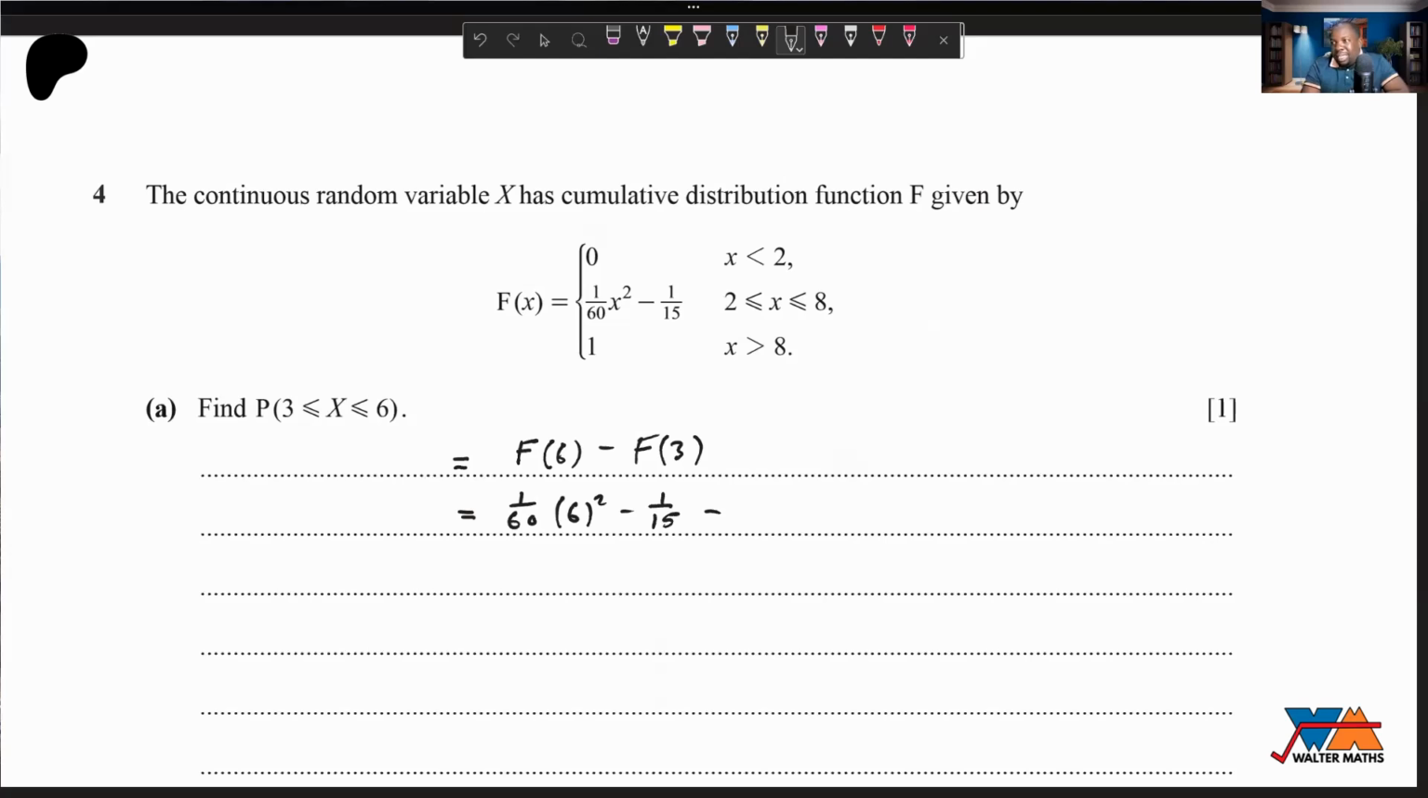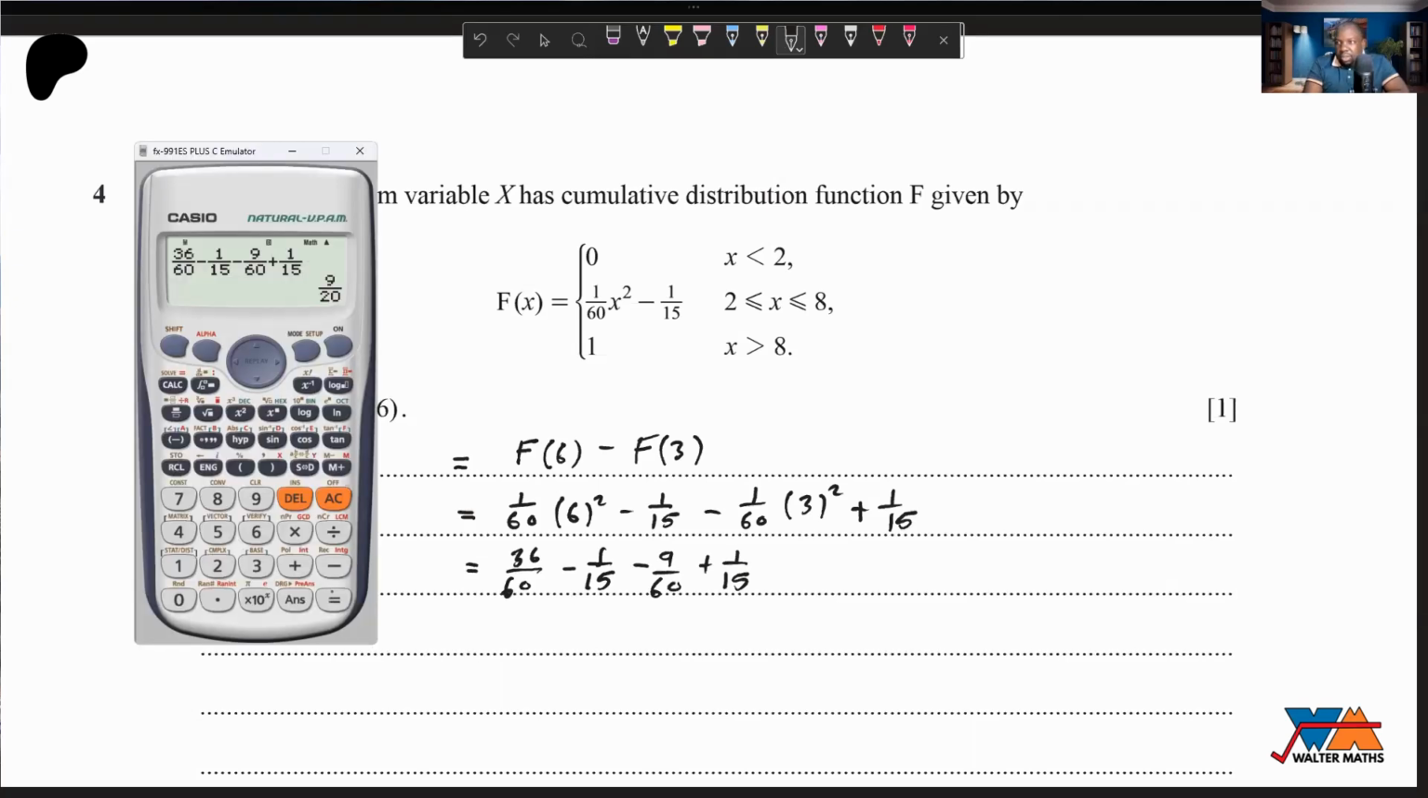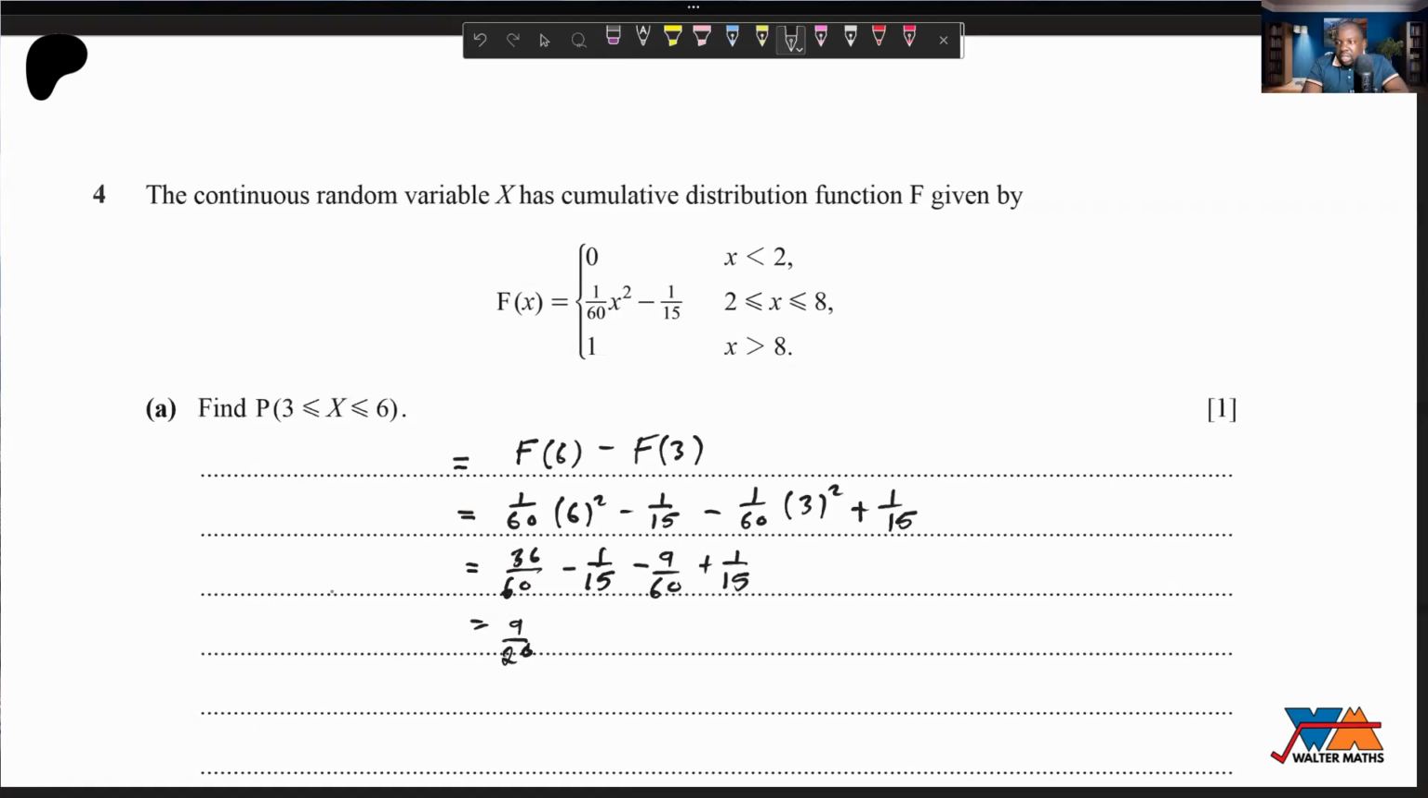Basically, we only have one piece. So that's going to be minus 1 over 60 of 3 squared minus 1 over 15, where minus minus becomes plus 1 over 15. So this is equal to 36 over 60 minus 1 over 15 minus 9 over 60 plus 1 over 15. We just do the calculation here, and we get 9 over 20. So that's the answer here. All right, let's move on to part B.